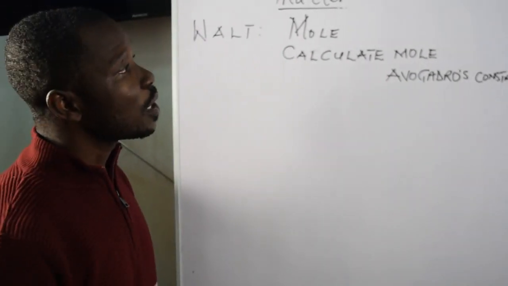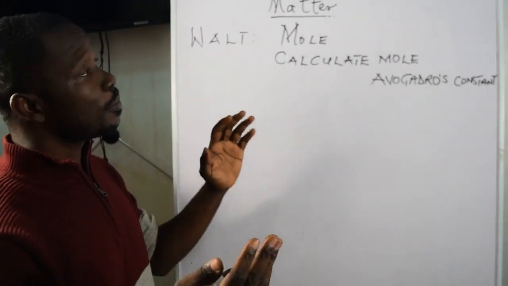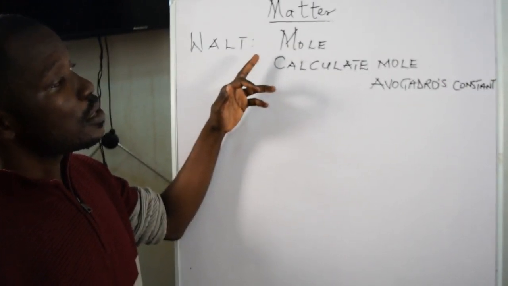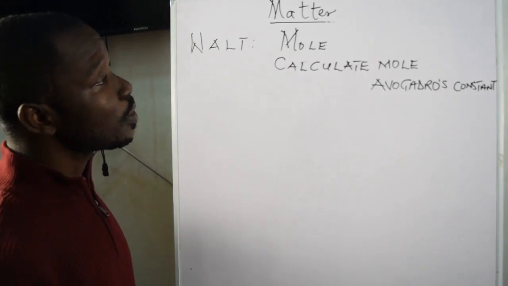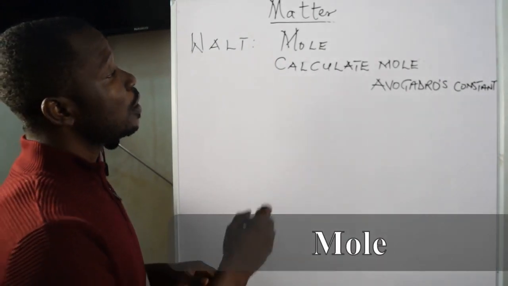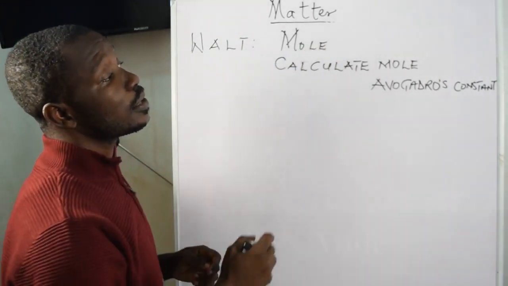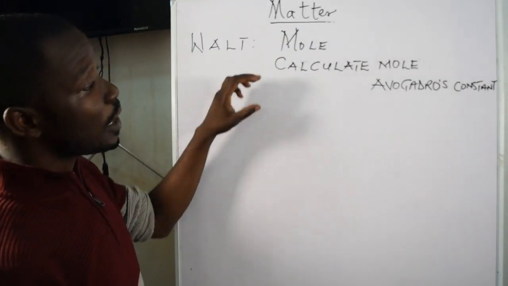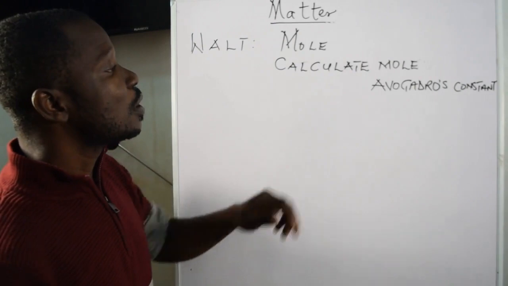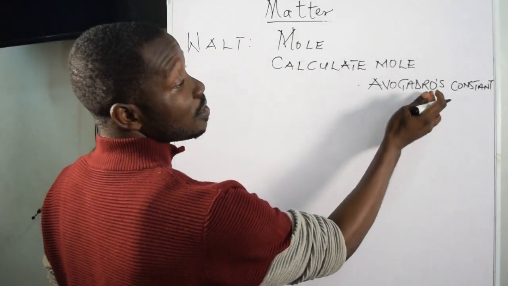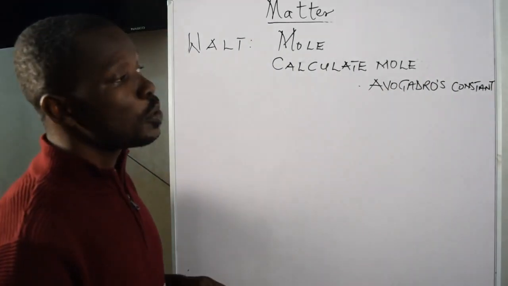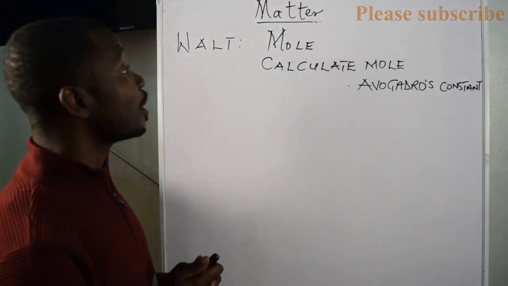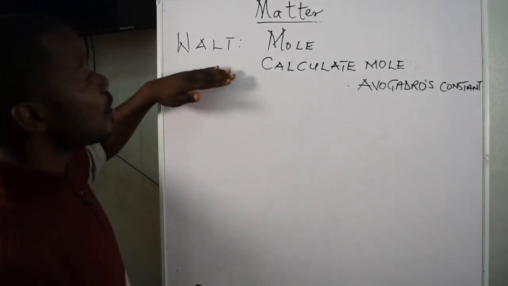Today, I want us to look at another aspect of matter. We normally see that it is a challenge to students. We call it mole, M-O-L-E. So we are going to treat mole, and then we'll look at how to calculate mole and then Avogadro's constant. I know most of you, or some of you, might have heard about Avogadro's constant. We'll look at that one. So that is our world for today.